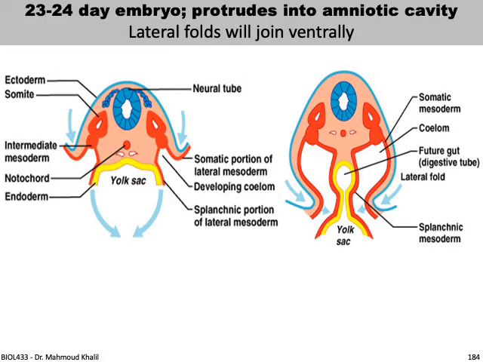As we said, on day 23 to 24, the embryo starts to protrude into the amniotic cavity, and the lateral folds of the embryo will join ventrally. So you can see here the structure is well developed by day 24, and you can see that the mesoderm is well differentiated into the three main regions we have described before, and the lateral folds start to migrate ventrally and go around the yolk to form the lateral plates and the coelomic cavity, to form the rest of the embryo.